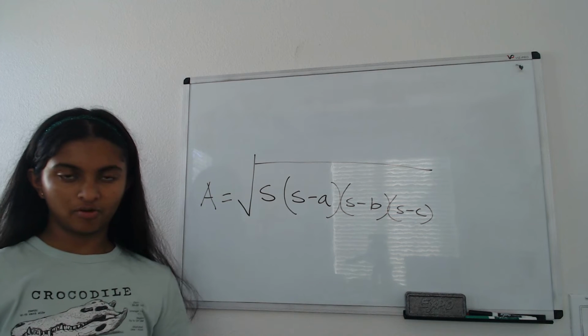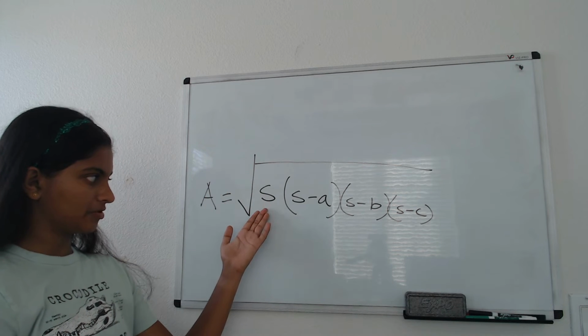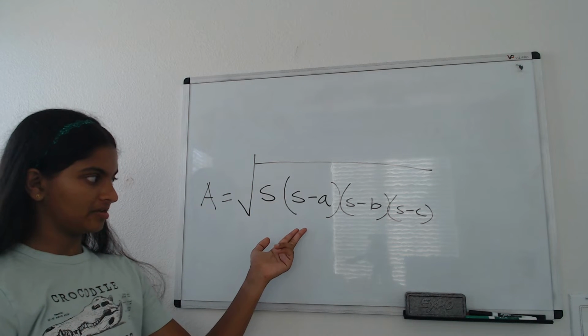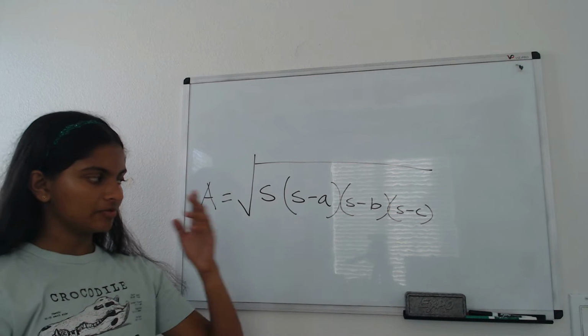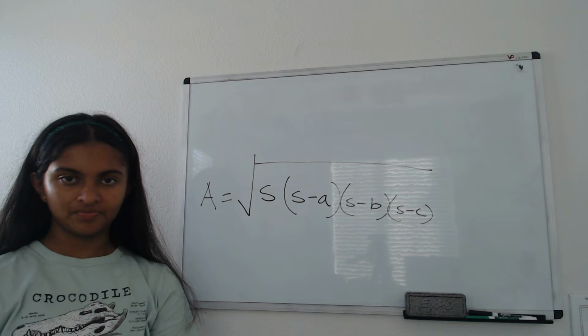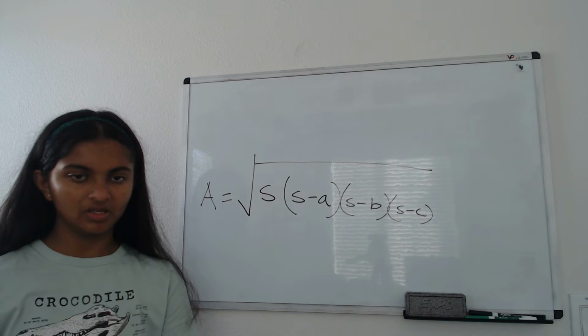This is Heron's formula. The area of a triangle is equal to the square root of the semiperimeter minus a side A, the semiperimeter minus a side B, and the semiperimeter minus a side C, where the semiperimeter is, of course, A plus B plus C all over 2.